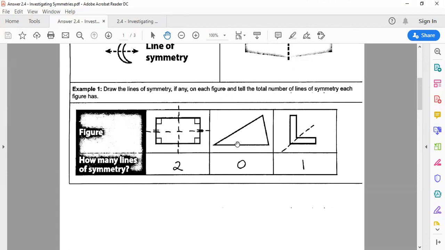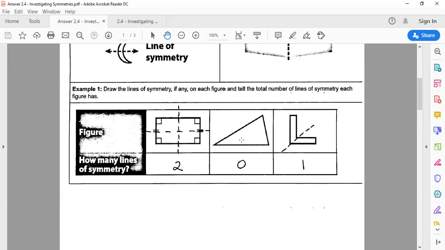Let's look at this first example here. We have these three images, and we're trying to figure out how many lines of symmetry each has. If we think about a rectangle, we can draw a vertical line through the middle, and that would be one line of symmetry, because if we were to flip it, the rectangle would fall on itself. And then we can also draw a horizontal line, and that will also map the rectangle onto itself if we were to flip it horizontally. So there are two lines of symmetry in this case.